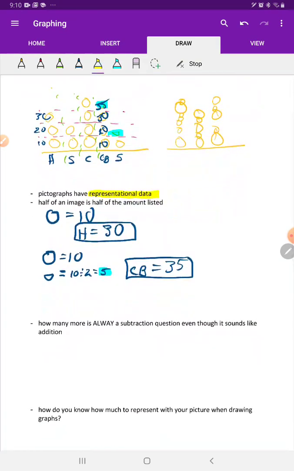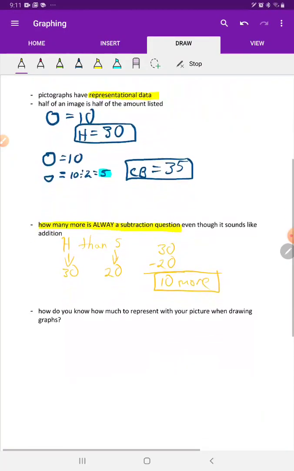Now this next note is just a general kind of note. How many more is not addition? Most of you want to do that as an addition. It's not an addition. So if I ask how many more hats there are than scarves, hats is 30, scarves is 20. So how many more is 30 minus 20? The answer is 10 more. Not 10 hats, not 10 scarves, 10 more. And we're going to do another example of that as well.